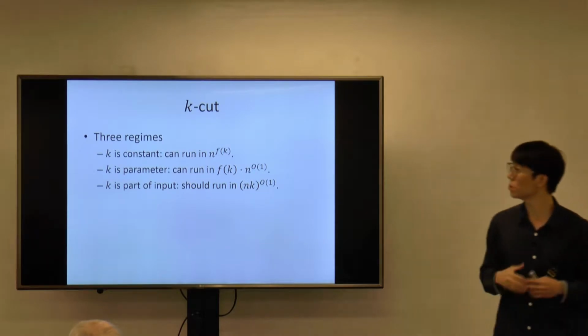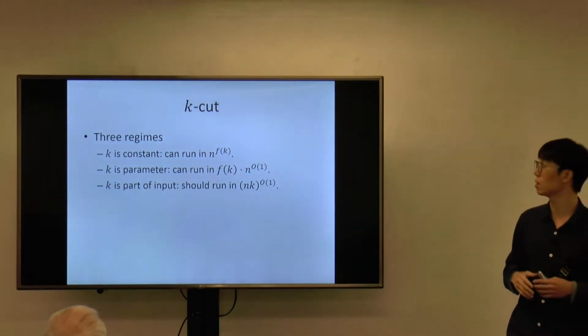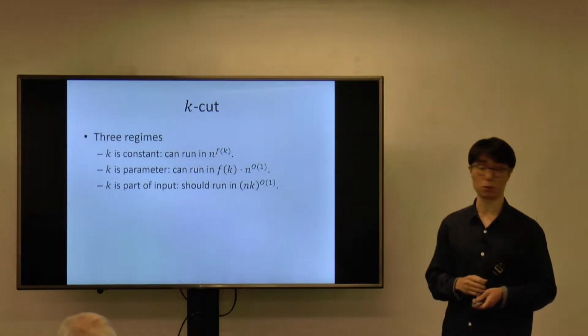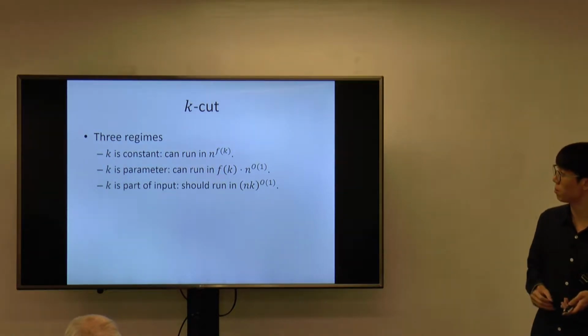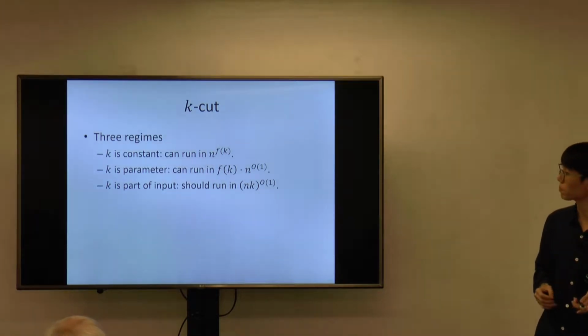The third regime is the most restrictive, in the sense that we want our algorithm to run in purely polynomial time, polynomial in both n and k. So there are 3 regimes of this problem, and we can ask what the best algorithm can do for this problem.